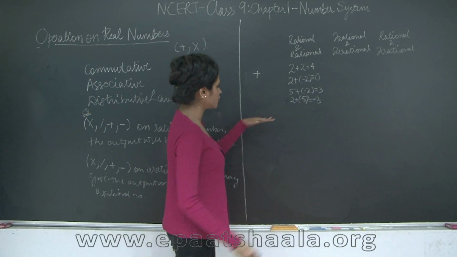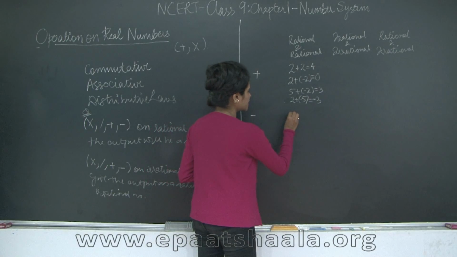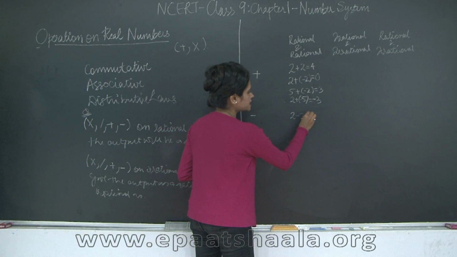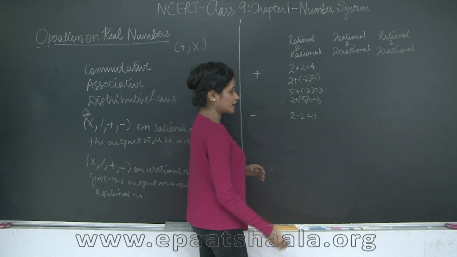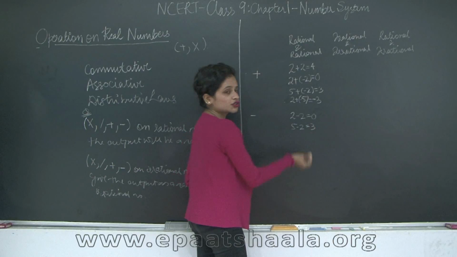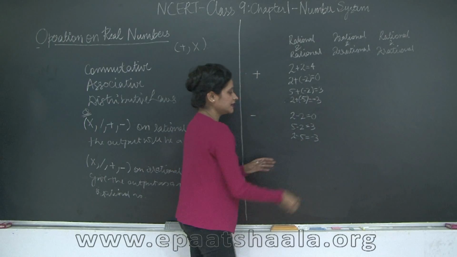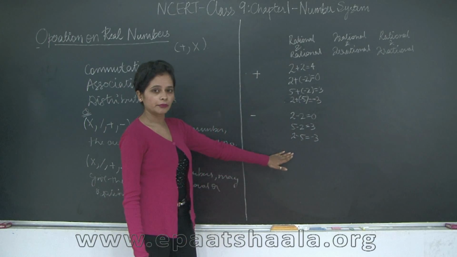Now let's check this for subtraction. If I take 2 minus 2, it is giving me 0, which is a rational number. If I take 5 minus 2, it is going to give me 3, which is a rational number. If I take 2 minus 5, which is equal to minus 3, this again is a rational number.